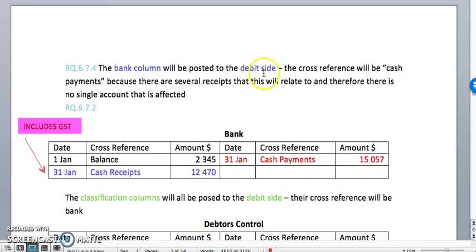This is all then shown down here. Our bank column will have a debit side transaction because money is coming into the bank. This will include all of the money coming in, including GST. Just like we call them cash payments over here, we're going to call them cash receipts on the debit side, because this debit entry has many corresponding credit entries, so we couldn't possibly put them all here. So we just summarize it as cash receipts.